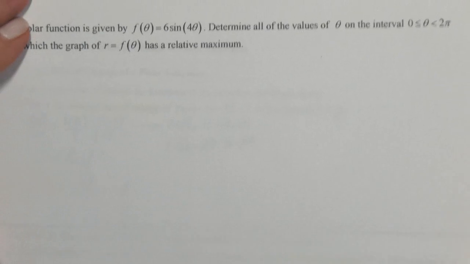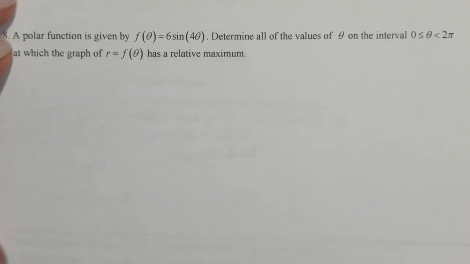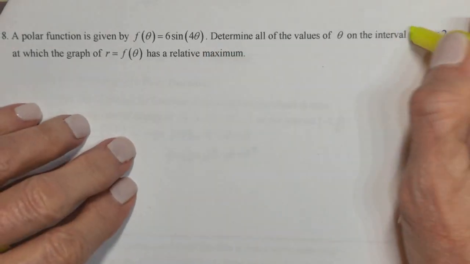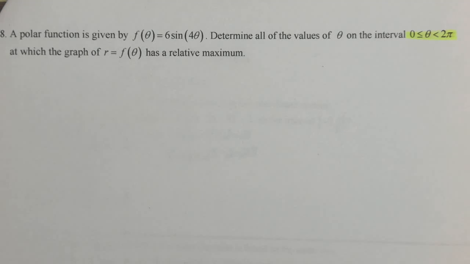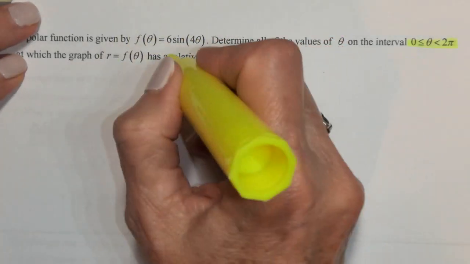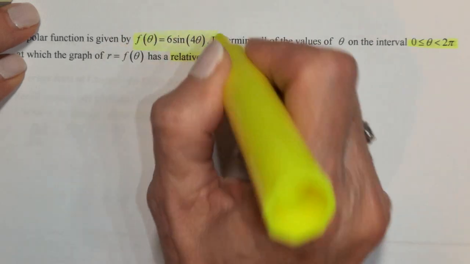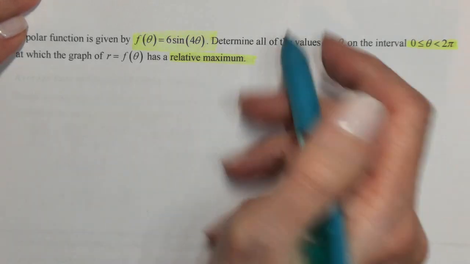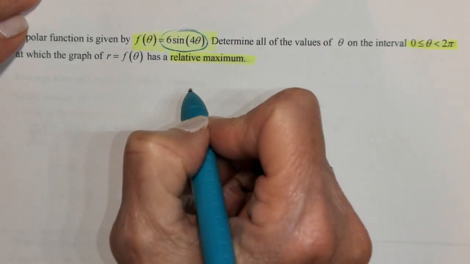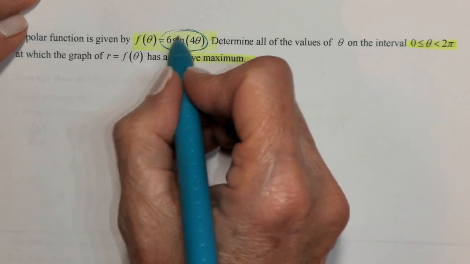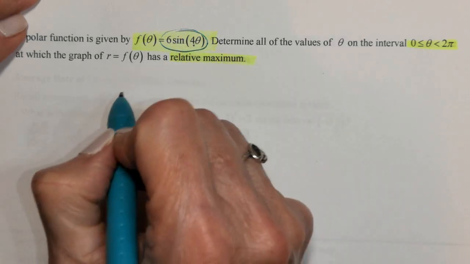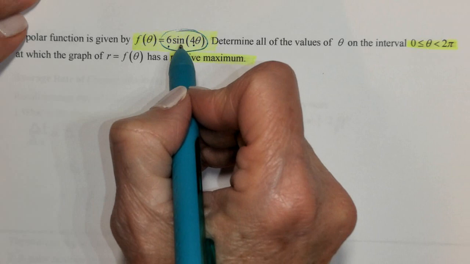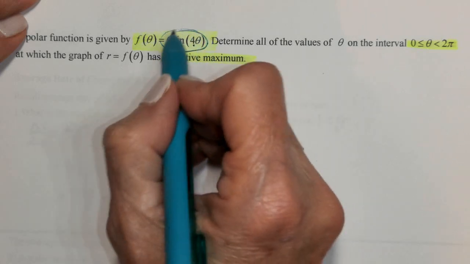Let's find them now. Let's find the theta values. Determine all of the values of theta between 0 and 2 pi at which the graph of r equals f of theta has a relative maximum. And there's f of theta. All right. Well, I know what the graph of this looks like. I know that the graph of this is a rose with 8 petals. Each petal has length 6. And since it's a sine, none of those petals are on the x and y axis.